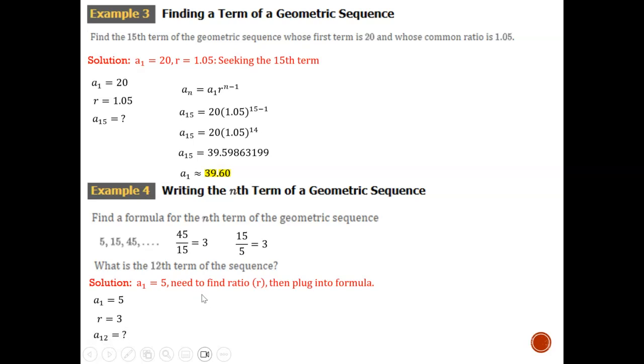Okay, and we're looking for the 12th term. So let's plug in the 5 and the 3 for the first term and the ratio, and we're looking for A12. It will be 5 times 3 to the power of 12 minus 1, which will give us 5 times 3 to the power of 11. Just plug it into the calculator. It should give us something like 885,735. That's the answer for example 4.